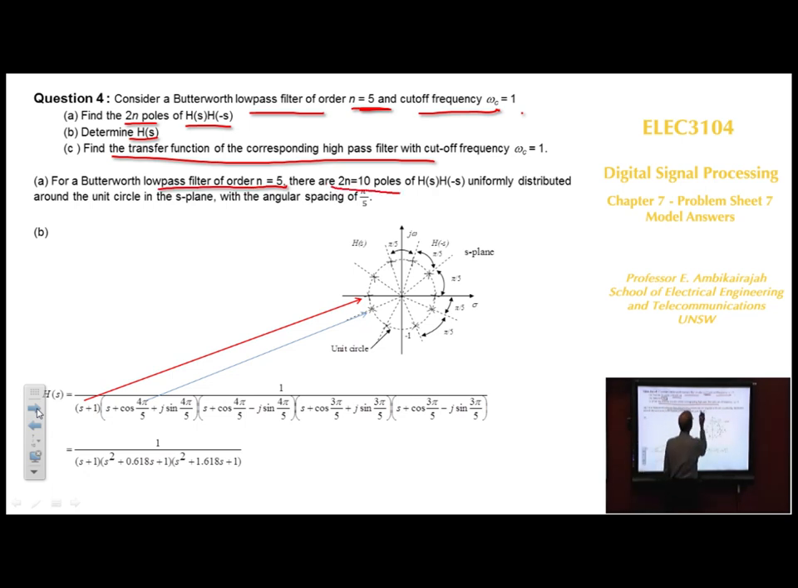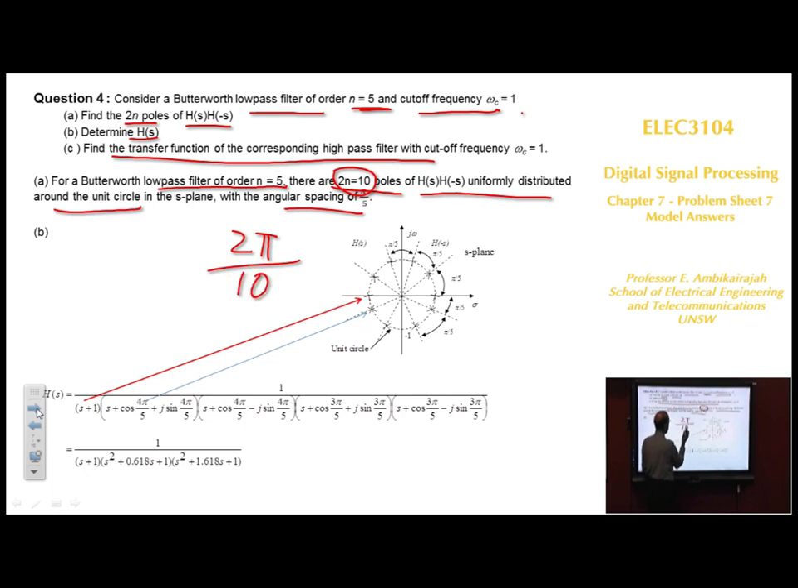So 2n will be 10 poles altogether. 5 on this side, 5 on that side. These will be uniformly distributed around the unit circle in the S plane, with an angular spacing of pi over 5. So you will have altogether 10 positions. As I said, 2n is 10, so the angular spacing is pi over 5. 2 pi is the whole circle, divided by 10 gives you pi over 5.